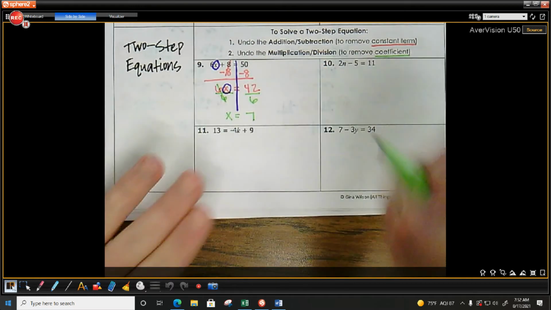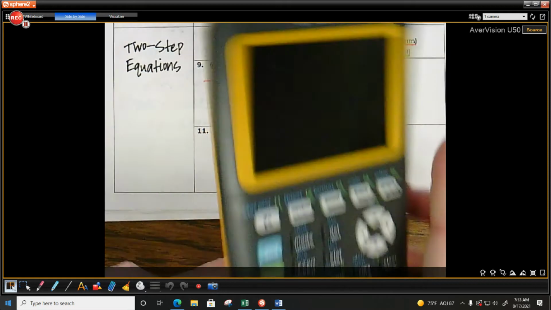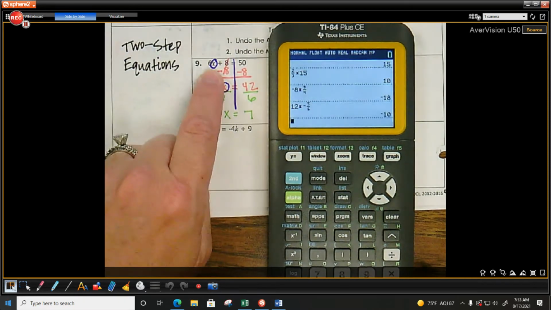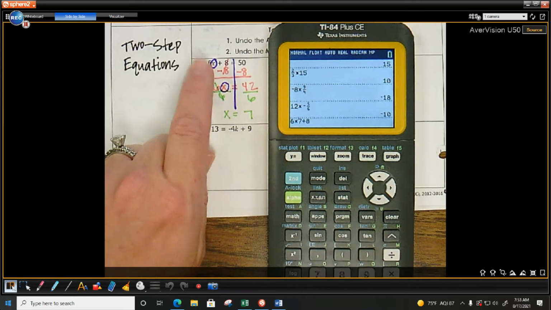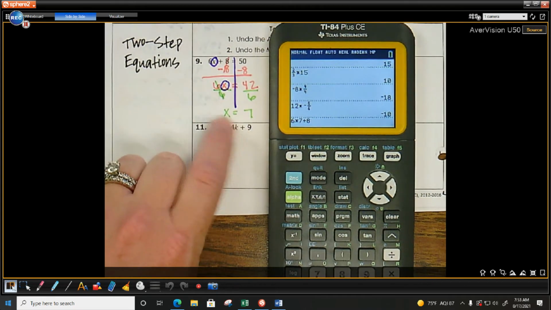Just like on the top, we can check this, guys. 6 times 7 plus 8. 6 times the x value, which we just found to be 7, plus 8. What should it give me?